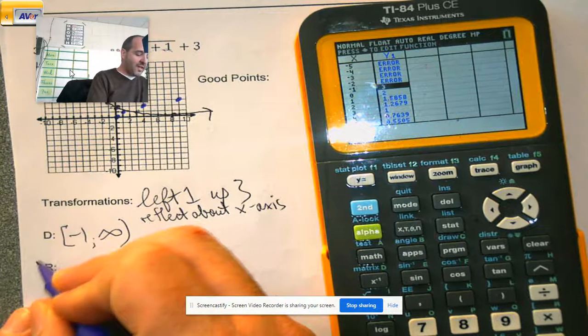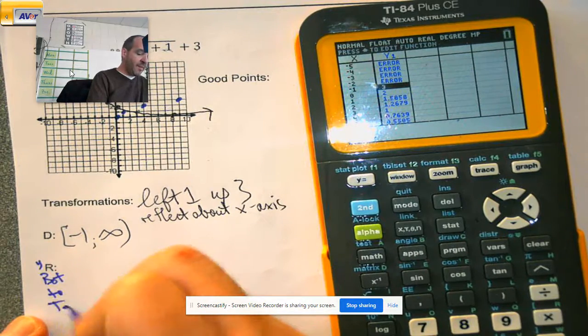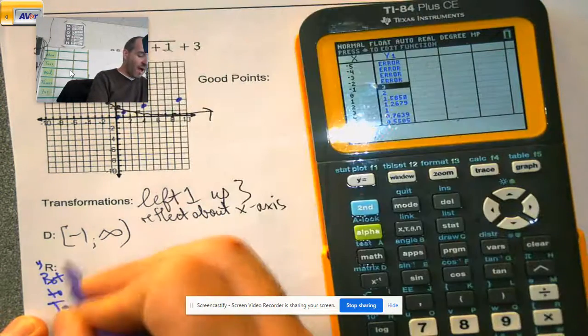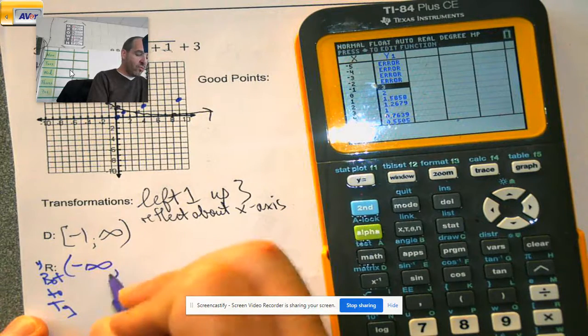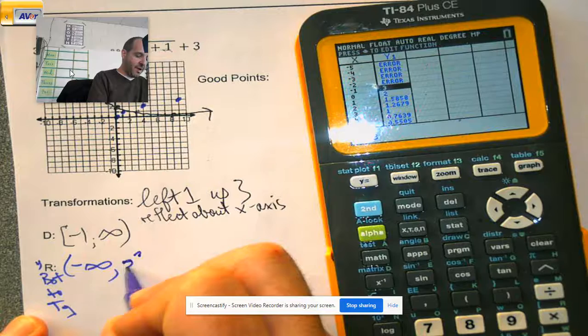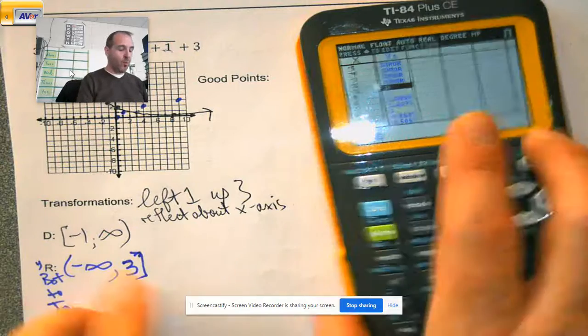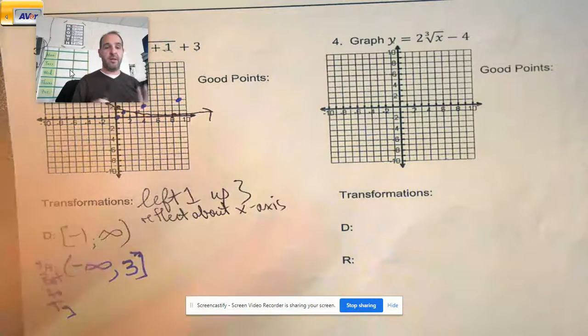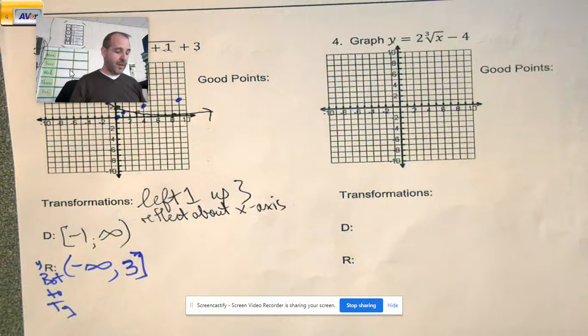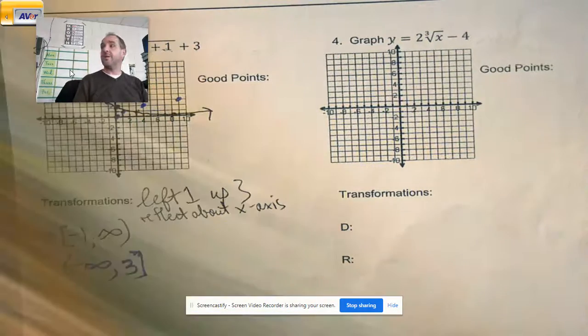Remember, range is bottom to top. The bottom, this one opens down, is going down forever. But it's going up to that, not negative 3, up to that 3. So if it reflects down, that's the one thing we've got to keep an eye on out of all of these. If you get a reflect about the x-axis, it's going to flip your range around, but not the values. All right, one to go.